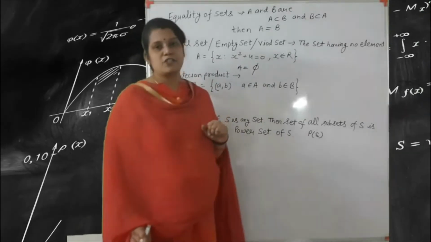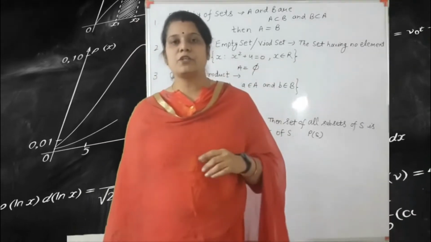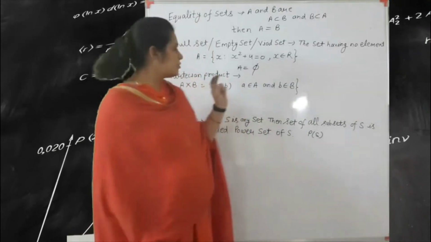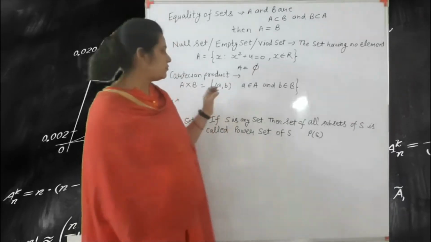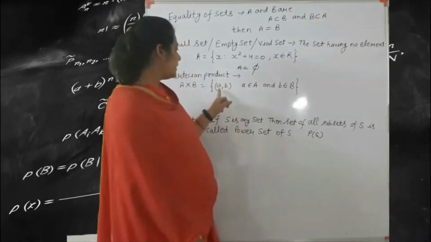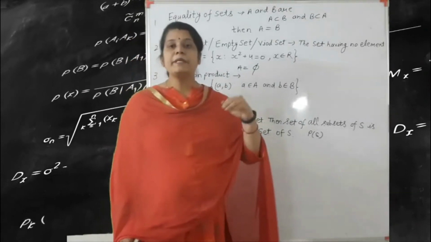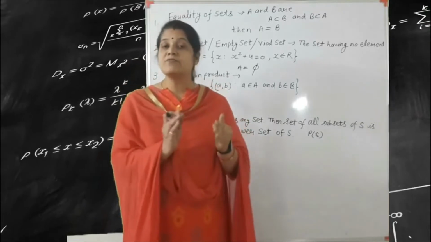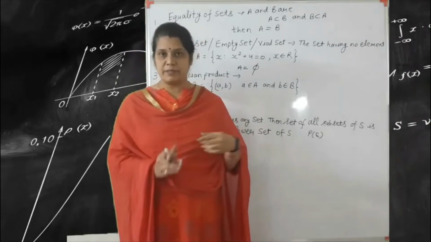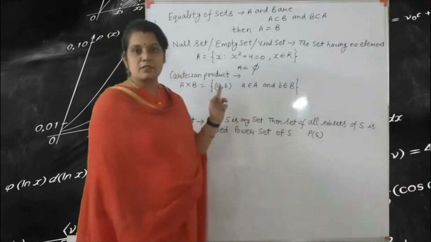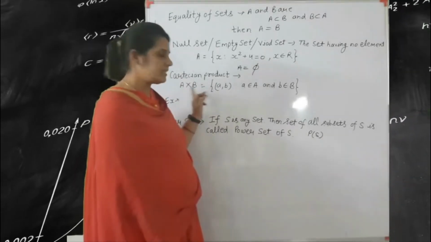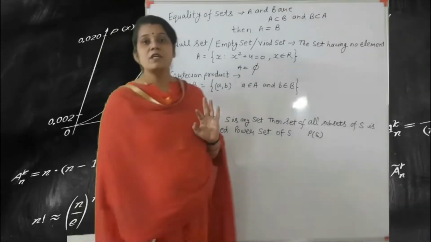Next one is the Cartesian product. So what do you mean by the Cartesian product? Cartesian product is defined by A cross B. Got it? So A cross B is equal to (a, b), where a belongs to capital A and b belongs to capital B. That means we use the ordered pair. That means the first element belongs to the first set and the second element belongs to the second set.